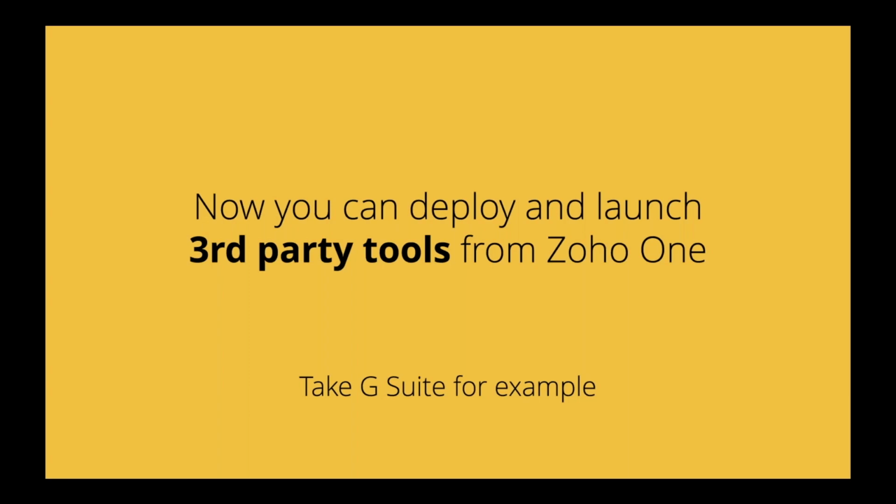So SSO, single sign-on. The core point, which I'll just cut to the chase here, is that you can now deploy and launch third-party tools from Zoho One, which means you can go to Office 365, you can go to G Suite, you can go to Zendesk, you can go to MailChimp, you can go to Asana, you can use any of these popular third-party tools, and you can bring them inside Zoho One and then sign into Zoho One and then just launch those other apps from within Zoho One without having to sign in again. So pretty cool. So let's take G Suite, for example.